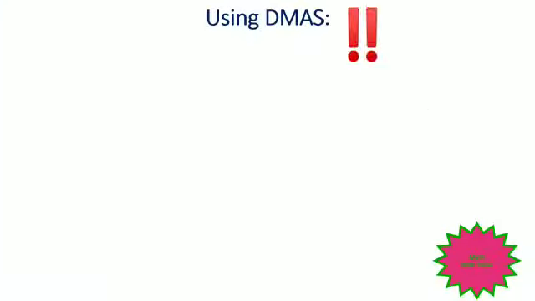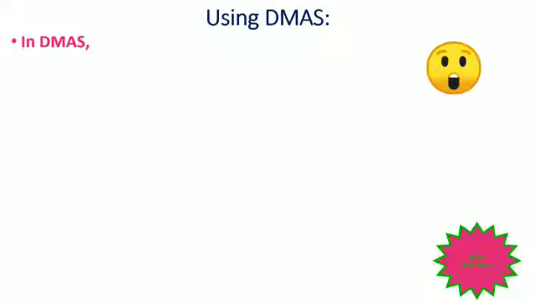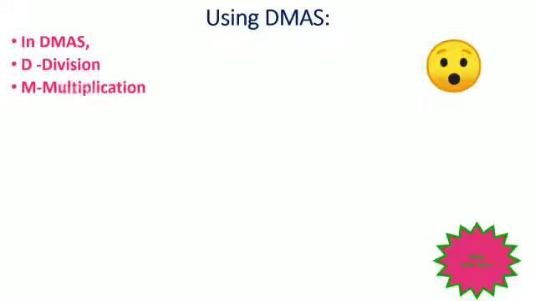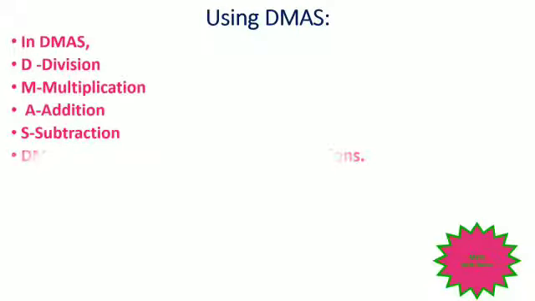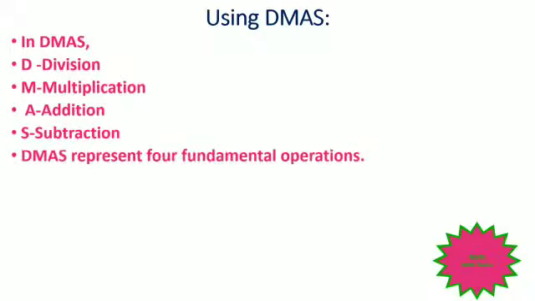How to use DMAS is our next topic. In DMAS, each letter of the word DMAS stands for a particular word. That is, D stands for division, M stands for multiplication, A stands for addition, and S stands for subtraction. DMAS represents four fundamental operations, which are nothing but division, multiplication, addition, and subtraction.